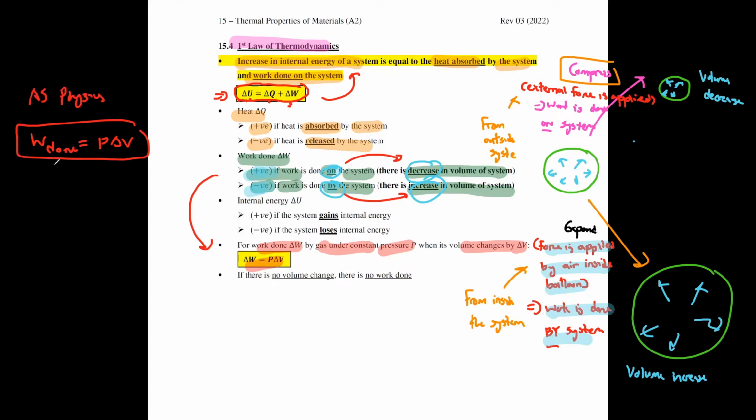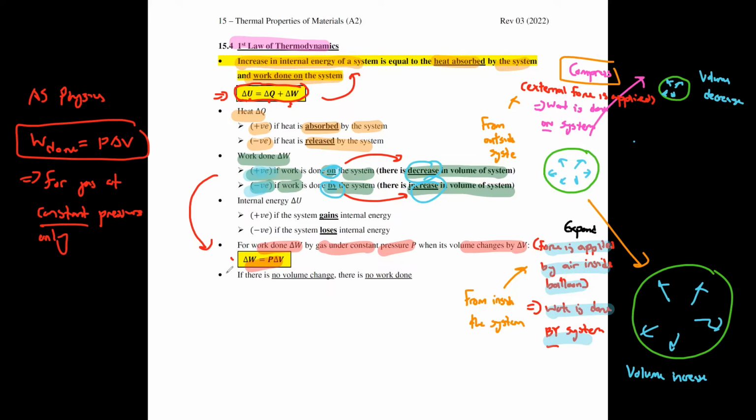But this one was for gas at constant pressure only. You must have constant pressure. Only then can you find out the work done by gas. You're actually using the same equation here. For work done by gas under constant pressure when its volume changes by delta V, your work done is pressure times change in volume.